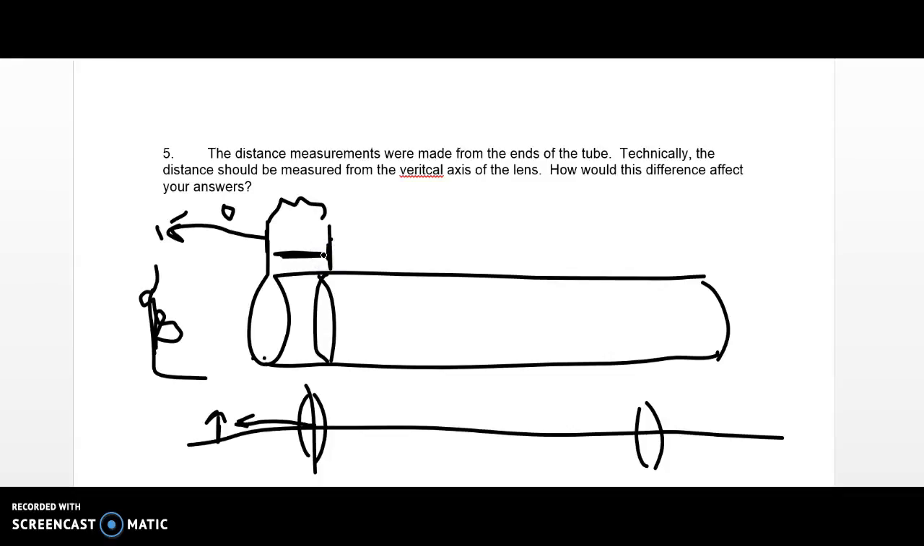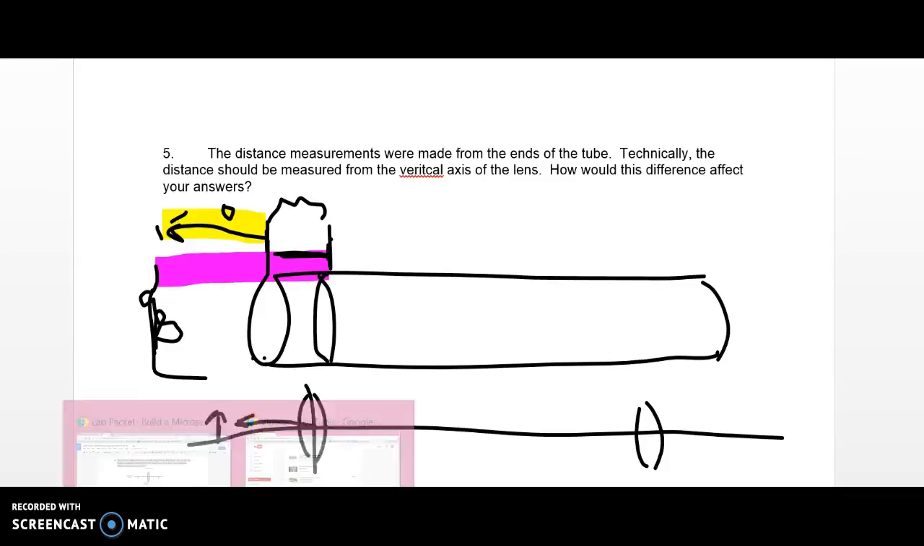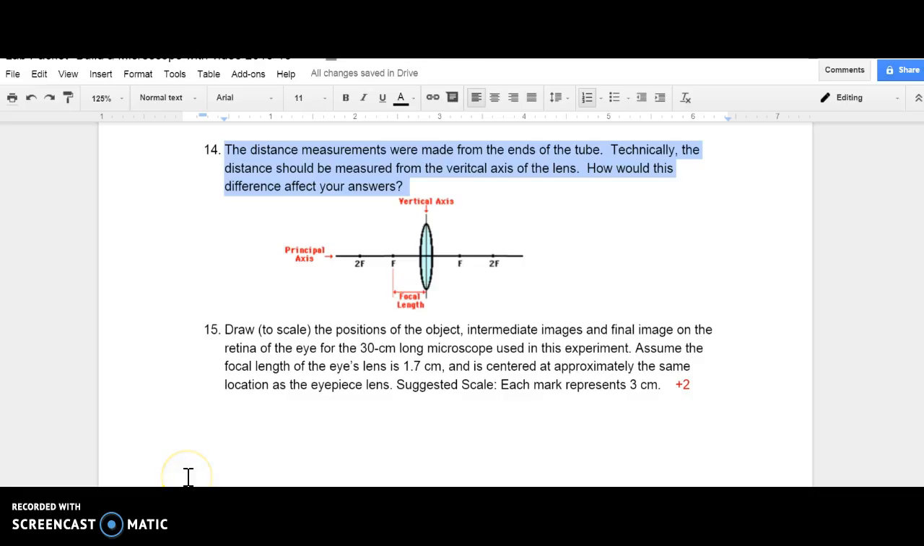So just think about it, critical thinking. Instead of an O of that long, instead of an object distance that long, the real object distance is that long. So how would that affect your answers? So think about that and write your thoughts in to question 14's answer. And that should complete the experimental part of this lab.